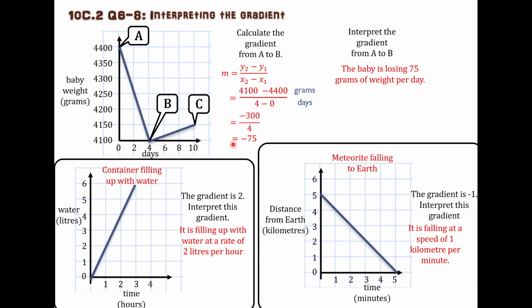Gradients are everywhere, and no matter where they appear, they always represent a rate, and usually represent how fast something is happening and if it's going up or down. Like right here, the baby's weight was falling, it was losing weight at 75 grams per day, and here the gradient is slightly positive. The baby is putting on weight over time, but at a slower pace. Anyway, I hope that helps you see how to interpret a graph and interpret the gradient of a graph.